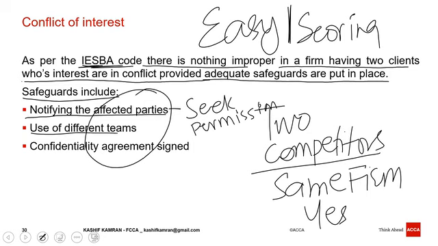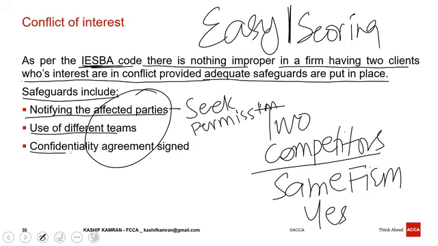But suppose Pepsi says, no, you cannot do audit of Coke if you're doing audit of Pepsi, then you have to decide between one. But in an exam context, that's unnecessary. In an exam context, when you're writing the safeguard, you will simply say, notify the affected parties and seek permission. Then use different teams because confidentiality is an issue.